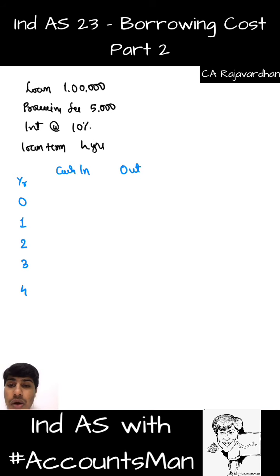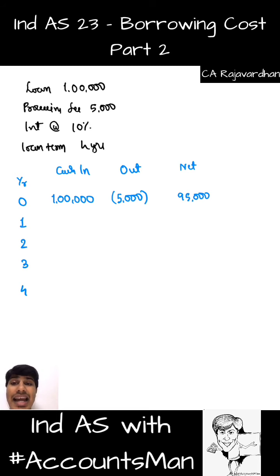Now, when I borrow the loan, I get cash of rupees 1 lakh. Whereas I would have to pay 5,000 rupees as processing fee. You get that? So my net cash flow becomes how much? It becomes 95. Net cash flow becomes 95,000 in. All the outflows I'll write as negative, minus.